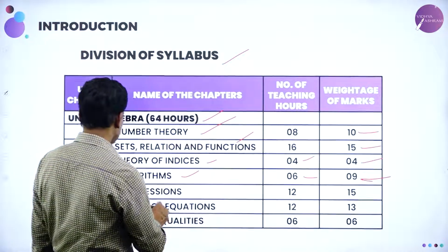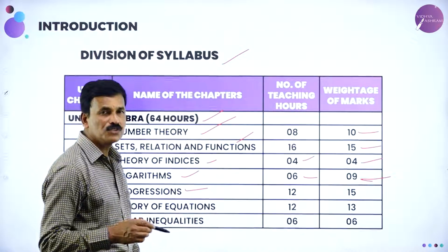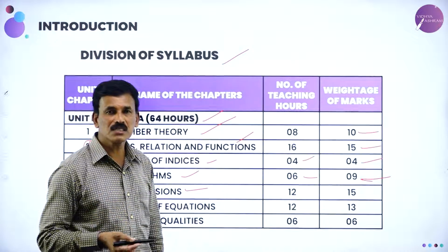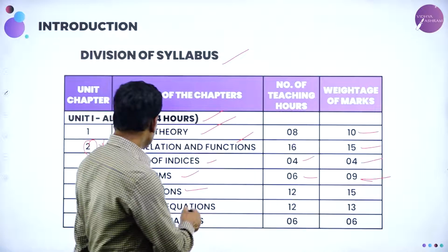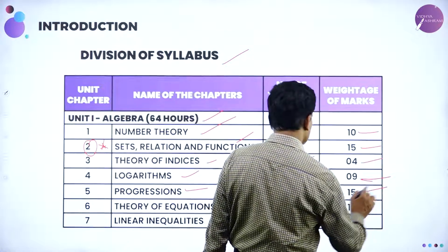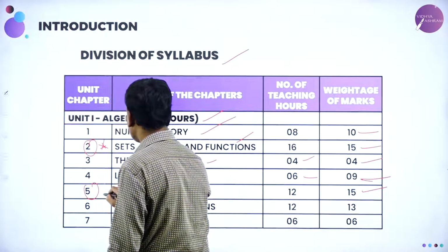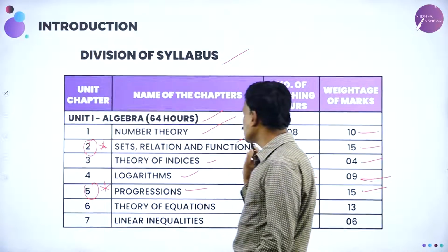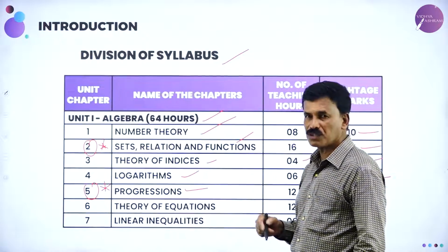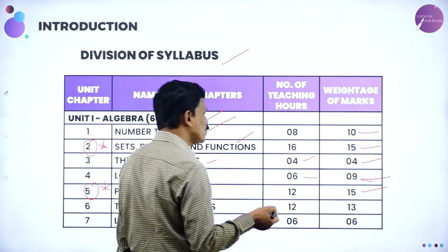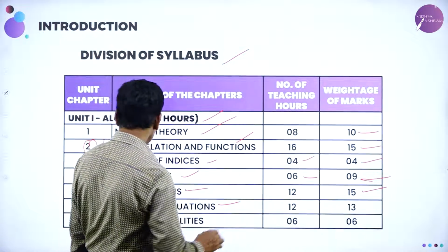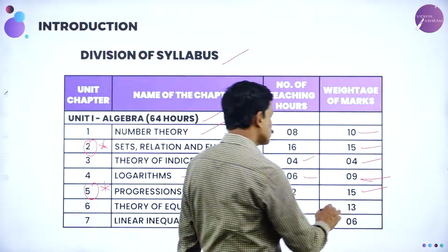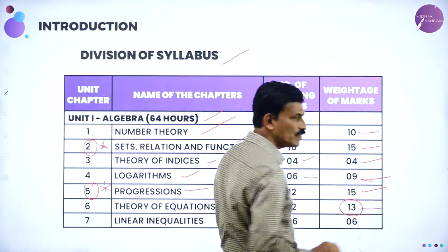And the next very important chapter is progressions. You might have studied this in your 10th or 9th standard: AP, GP and HP. Those things we are going to study, and the weightage for this is 15 marks. So this is also a very important chapter. Sets, relations and functions and the progressions are very important. That will carry 15, 15, totally 30 marks. And the next important chapter is also theory of equations. You might have studied theory of equations.